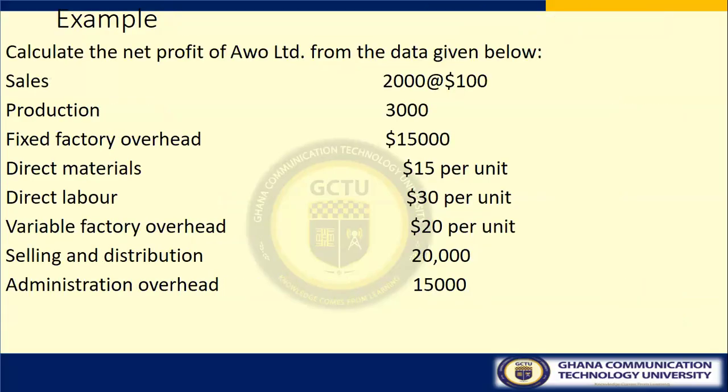This is the question given to you. Calculate the net profit of Awosu Limited from the data given below. In the question, we've been given the sales: 2,000 times $100. Production, 3,000. Fixed factory overhead, 15,000. Direct materials, $15 per unit. Direct labor, $30 per unit. Variable factory overhead, $20 per unit. Selling and distribution, that's $20,000. The administration overhead is $15,000.